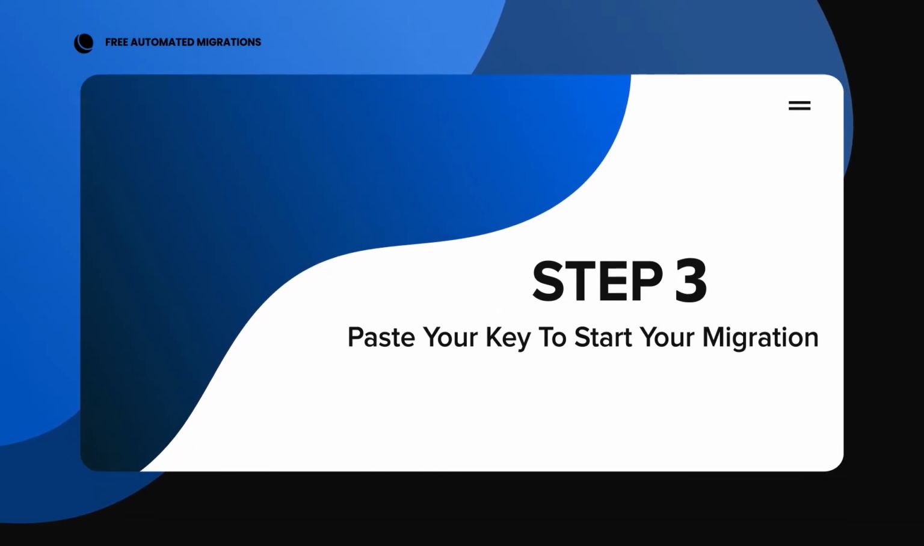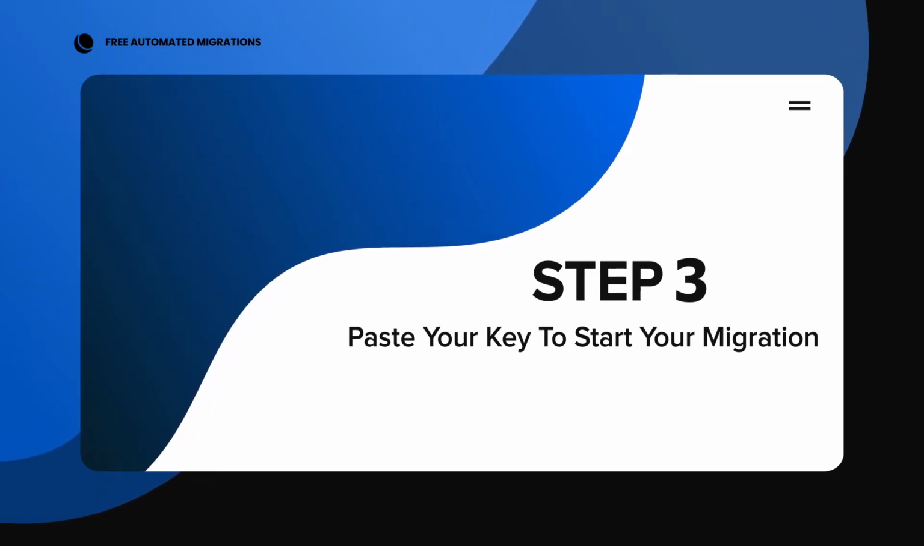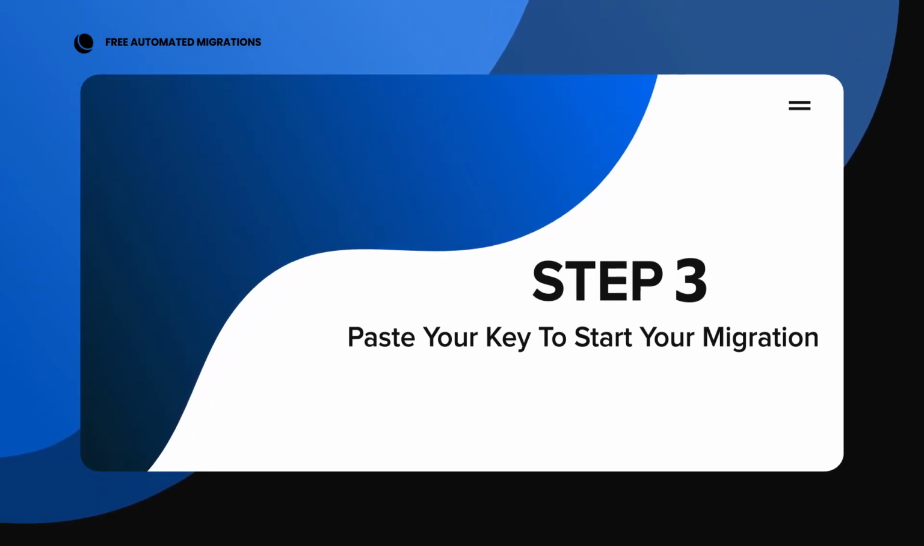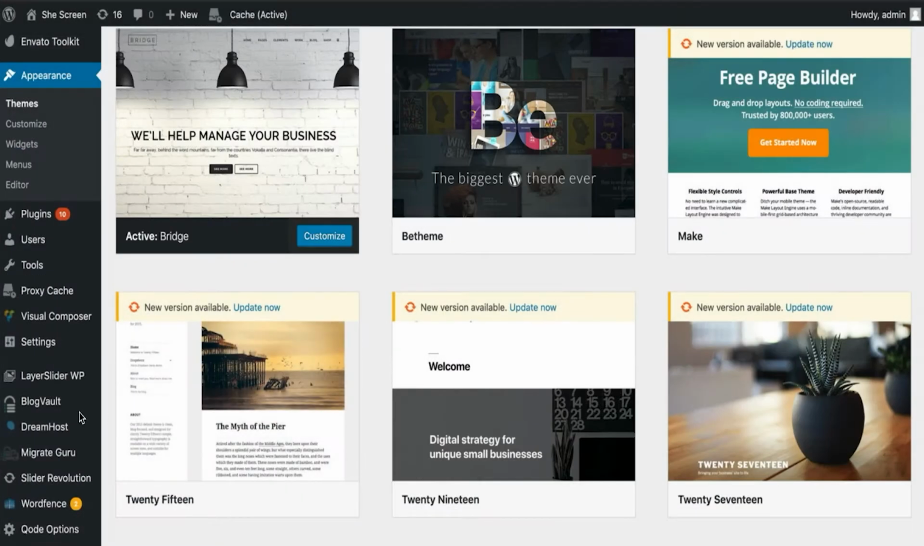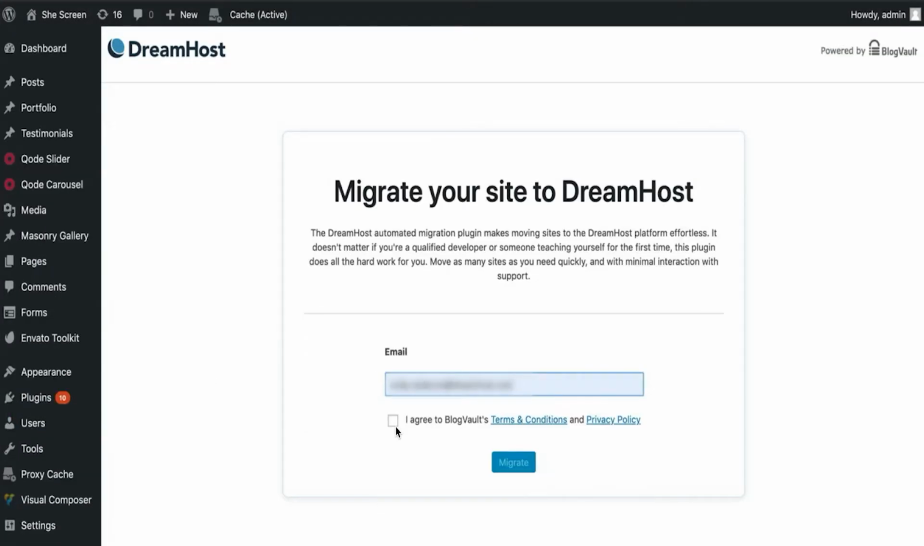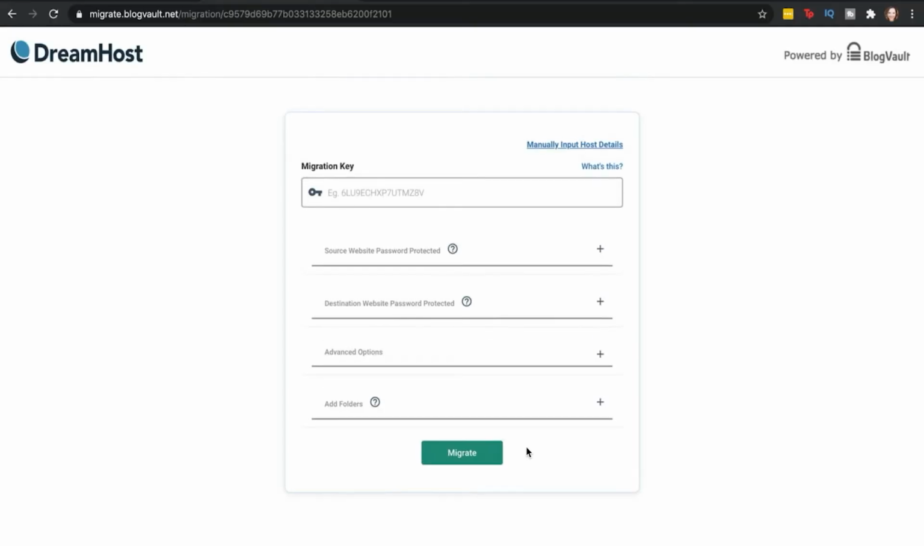Step 3. Paste your key to start your migration. Now that you have the plugin installed, select DreamHost Automated Migration from the left navigation menu and add your migration key that you generated in your DreamHost dashboard.